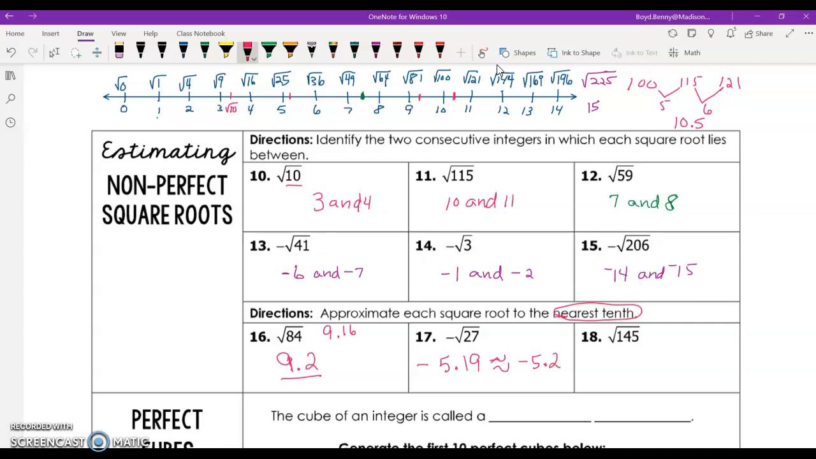Okay, I'd like for you guys to try number 18, and then you can unpause the video and see how you did. Okay, so let's take a look. Let's see here. So we've got the square root of 145. That's a little bigger than 144, whose square root is 12. So I'm going to say this one is probably 12.1.